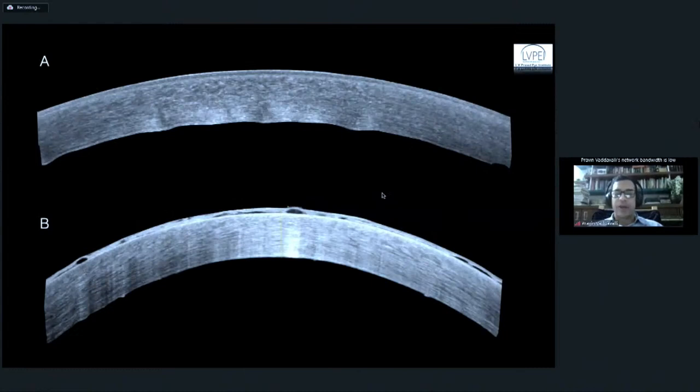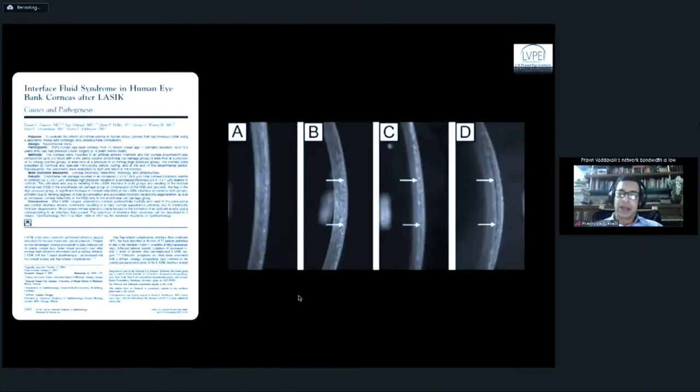eyes where you do not have an interface, like in bullous keratopathy after cataract surgery, or in Fuchs, most of this fluid either accumulates within the stroma or accumulates just under the epithelium, which actually is another potential interface. And this is again the similar mechanism where it tends to occur beneath the LASIK flap as well. So there have been studies done in eye bank corneas after having a LASIK flap, looking at how much pressure will induce this kind of interface fluid.